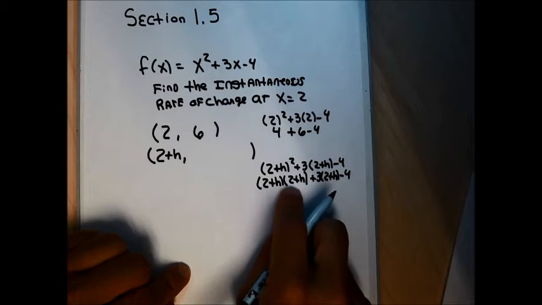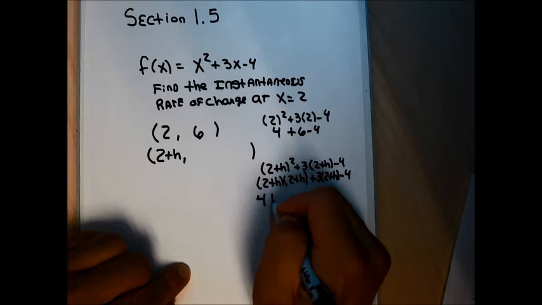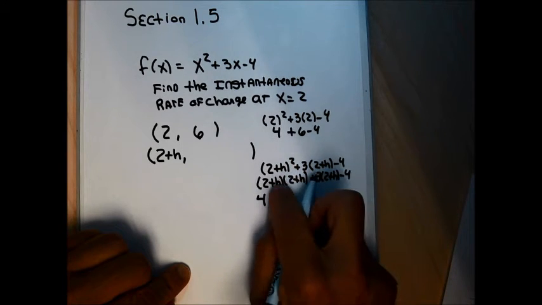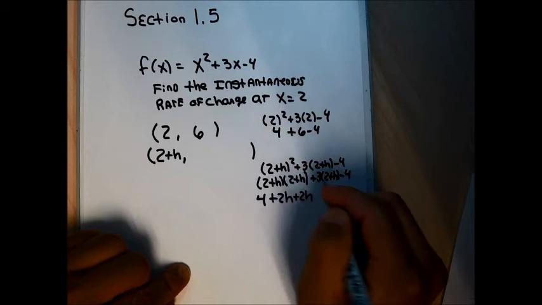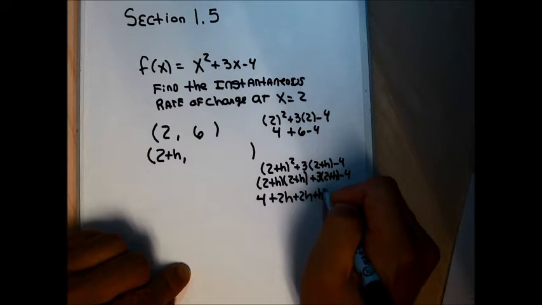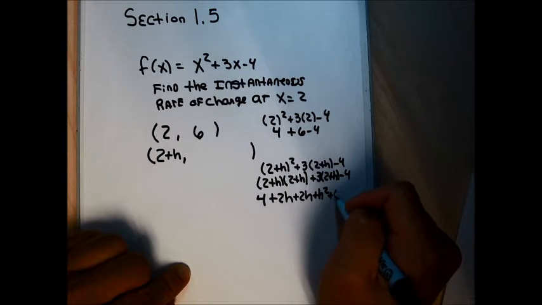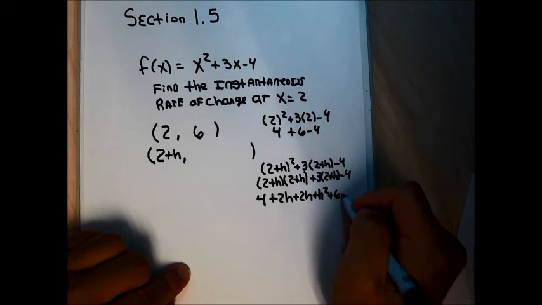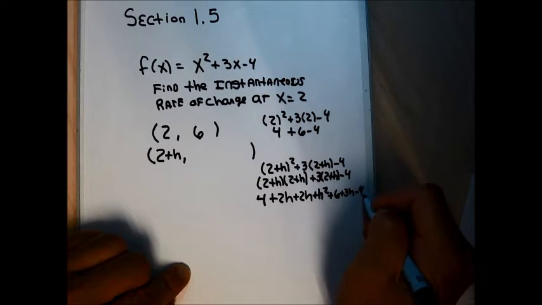FOIL this. Firsts are 2 times 2, which is 4. Outers are 2 times h, which is 2h. Inners are h times 2, which is 2h. Lasts are h times h, which is h squared. Then work on this parentheses. 3 times 2 is plus 6. 3 times h is plus 3h. And then I have the minus 4.